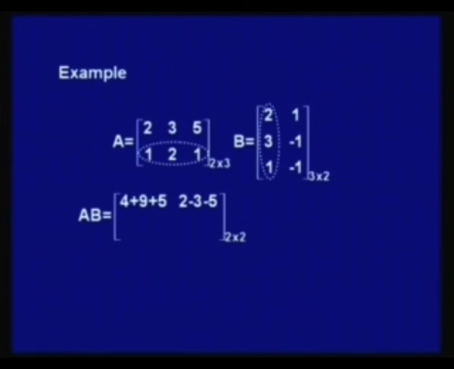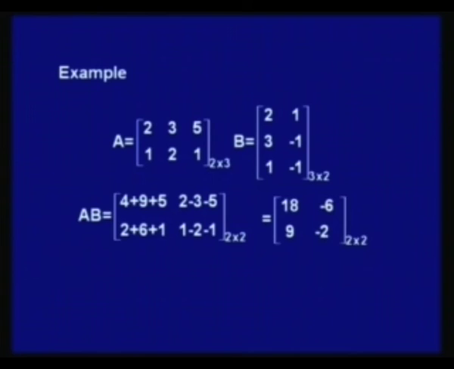The next element is the second row first column element. So, the second row of A is to be multiplied with the first column of B, and the result will be 2, 6 and 1. And the last element is second row second column. So, 1 multiplied by 1, 2 multiplied by minus 1, 1 multiplied by minus 1 gives me the result as this. So, product AB is possible and the result is this 2 by 2 matrix.